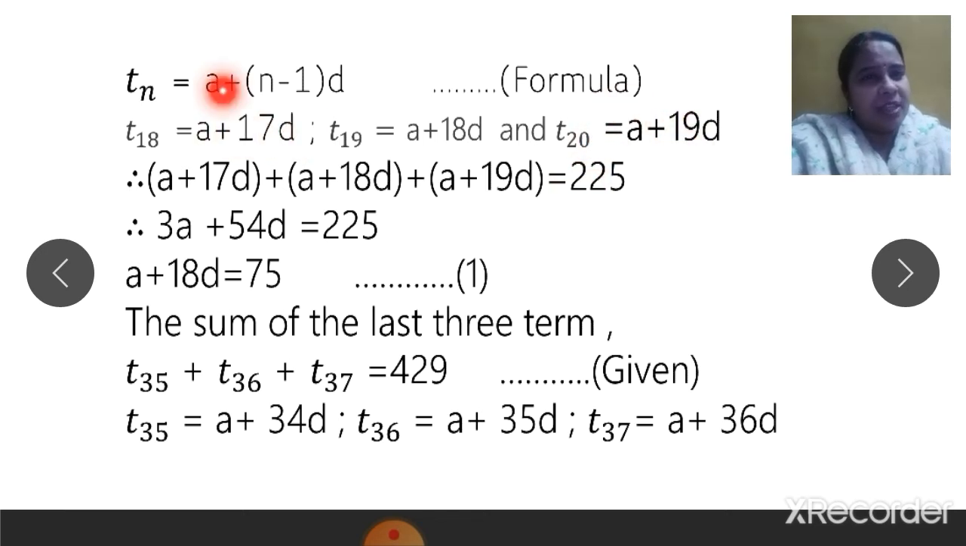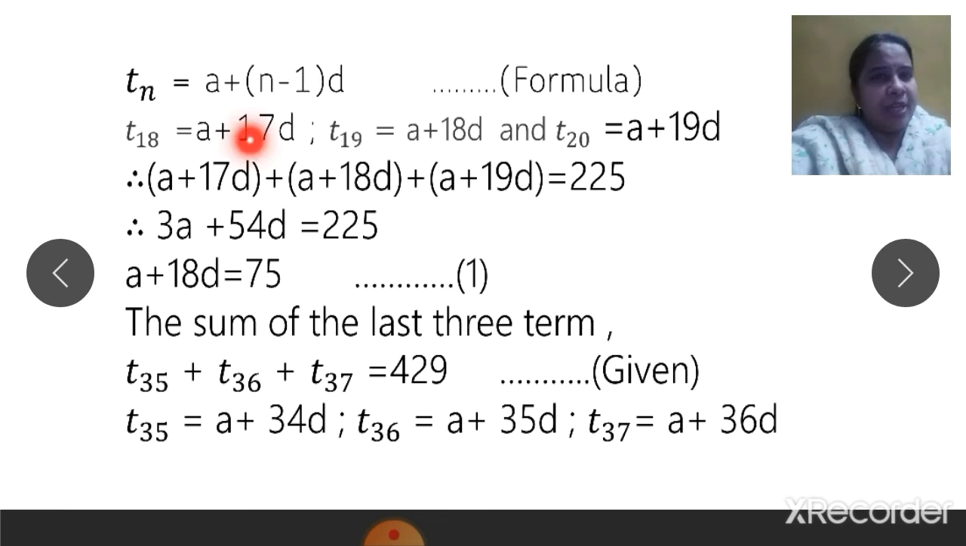How do we get this? I have shown you here that you just have to substitute n as 18, so 18 minus 1 will become 17. n as 19, so 19 minus 1 it will become 18, and same way this. So these are its values. Substitute here: a plus 17d plus a plus 18d plus a plus 19d. What was the total given? 225. Then a plus a plus a, how many times? 3 times. So 3a. 17 plus 18 plus 19, when I add it, I will get 54d. How much is that? 225, right?